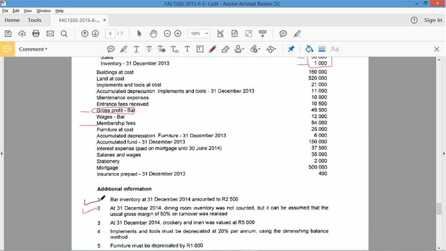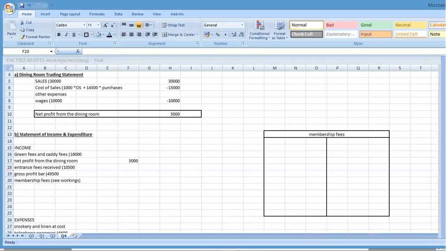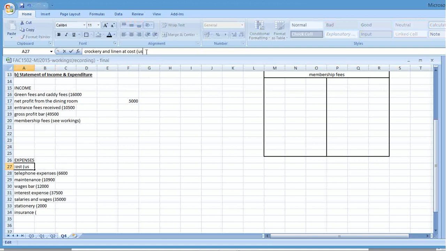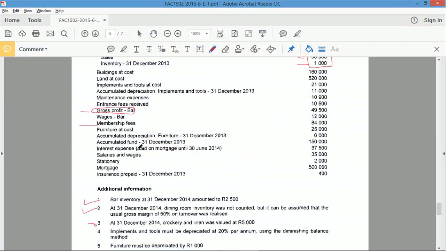Then we've got crockery and linen valued at 5,000. See, there's that note about the crockery and linen 5,000. So obviously we would have to provide for the crockery and linen that we would be making use of, because crockery and linen would be something that the dining room would probably use. So that could be part of the opening or closing stock, or seen as an expense. So I would be showing this as an expense, which is the amount that was actually used. Crockery and linen at cost, brackets used. So you had opening and closing stock, so the difference would have been what you've actually used.